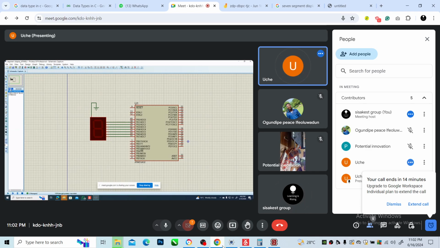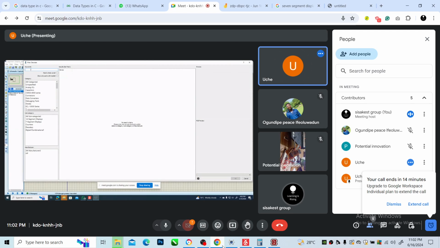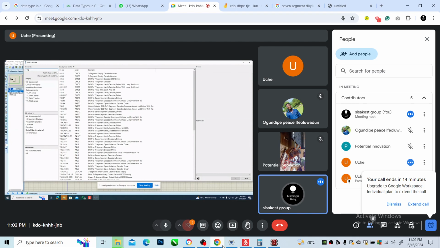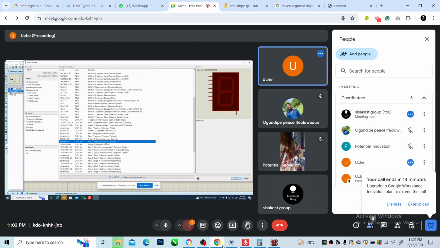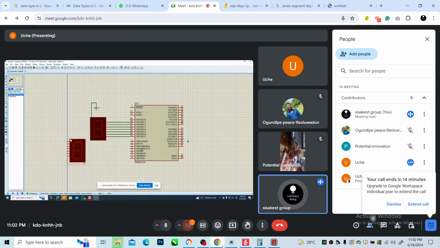All right, we still have 14 more minutes. Let's try. Once Zoom ends, the class has ended. Common cathode, red. Yes, it's cathode now, right? Yes. Check. Yes, it's cathode.